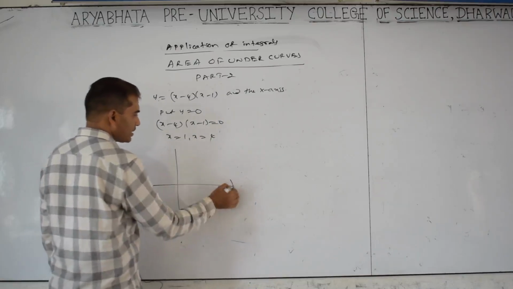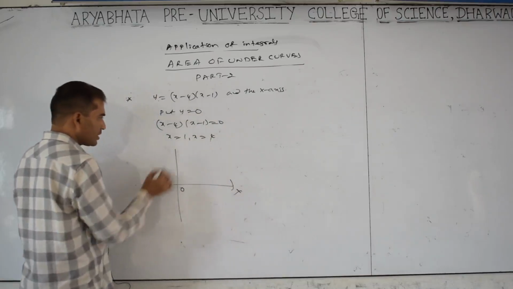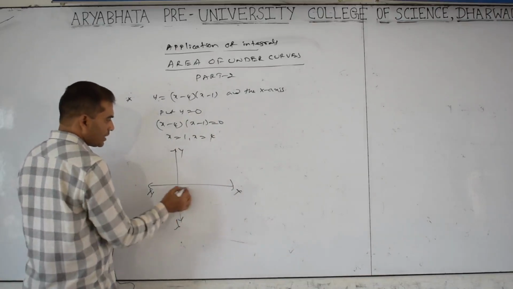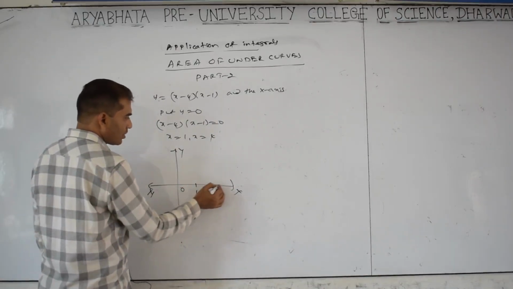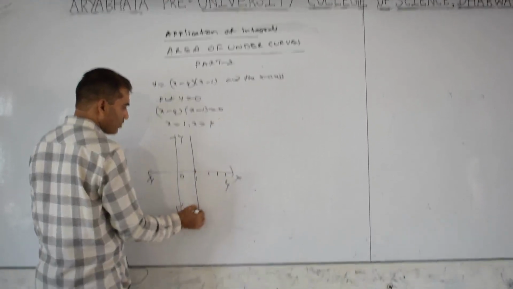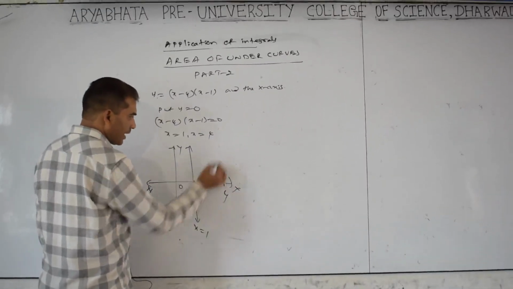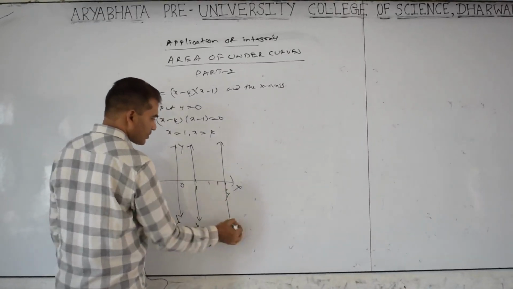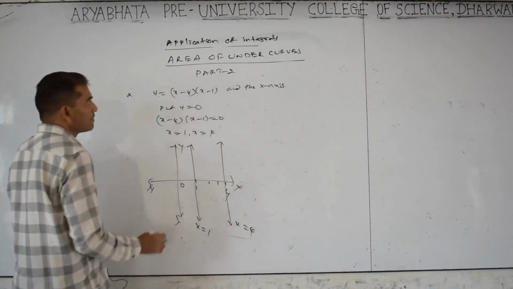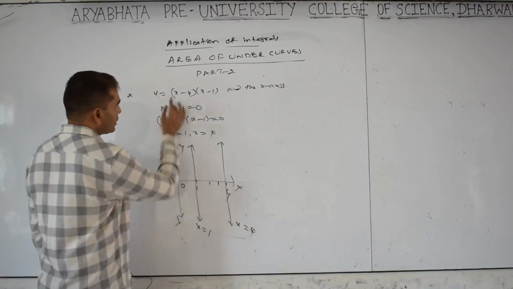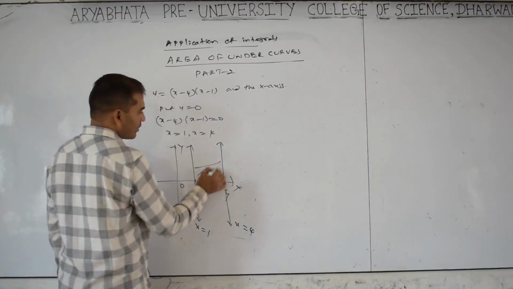These are the limits. X'ox, y'oy. Here x is equal to 1 and x is equal to 4. This is x equal to 1 and x is equal to 4. The curve lies between these only. So this area we should find.